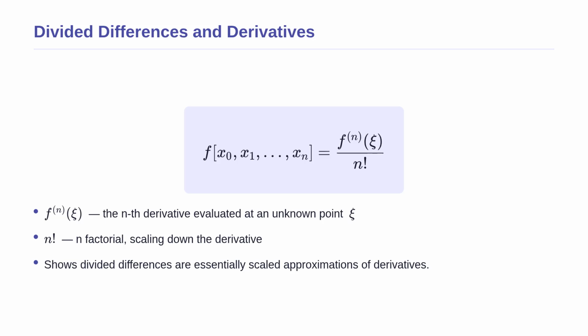If the function is a polynomial of degree n, its nth derivative is a constant, meaning the nth divided difference will also be a constant everywhere.